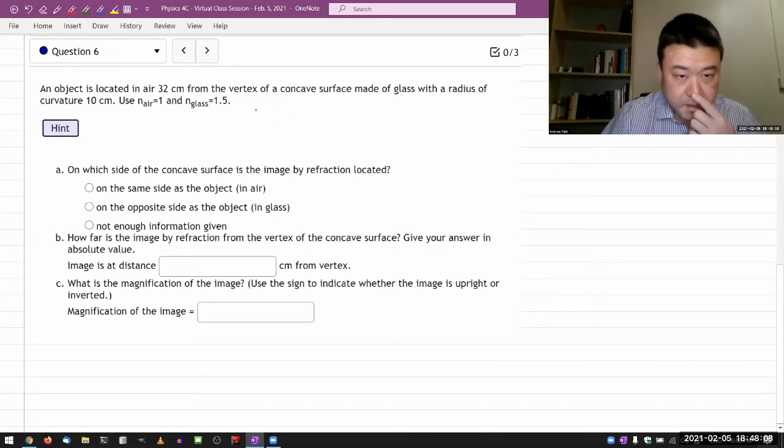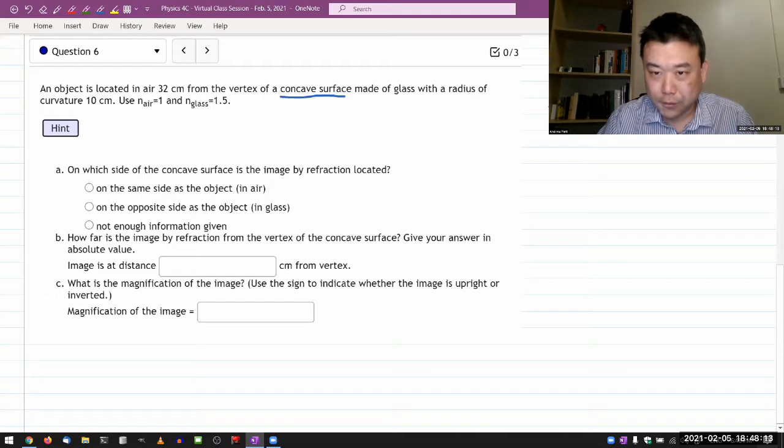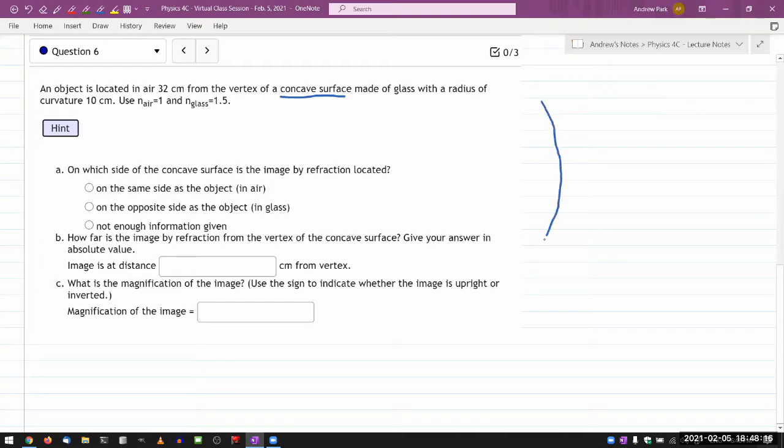need to draw it. Okay, so it's talking about a concave surface. Let me just draw a concave surface. And I'm gonna note this side as my glass side and this side as my air side. So let me draw an axis that goes through a vertex for the purpose of locating stuff. So I have an object that I'm going to represent with an arrow that's located some distance.